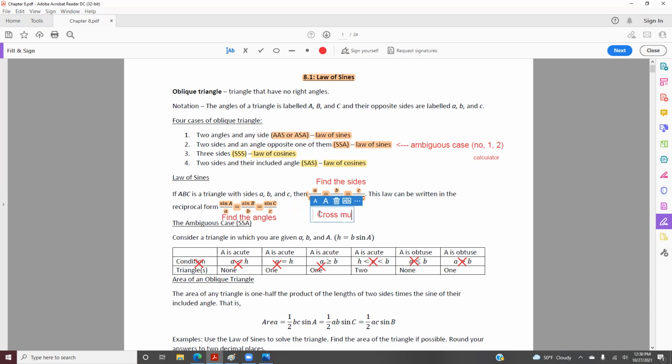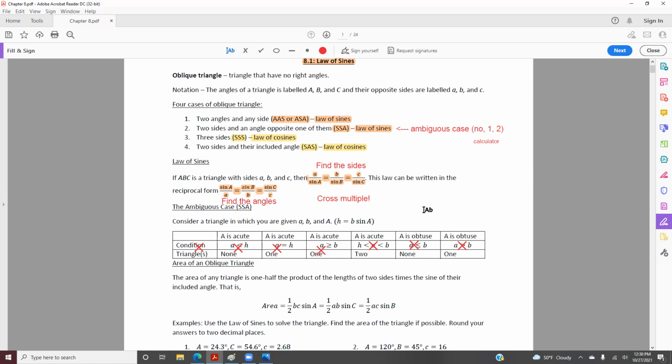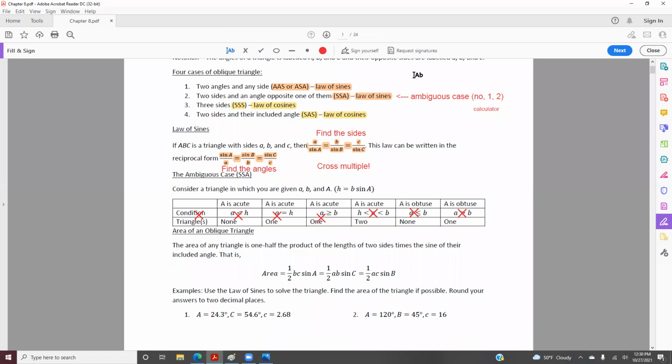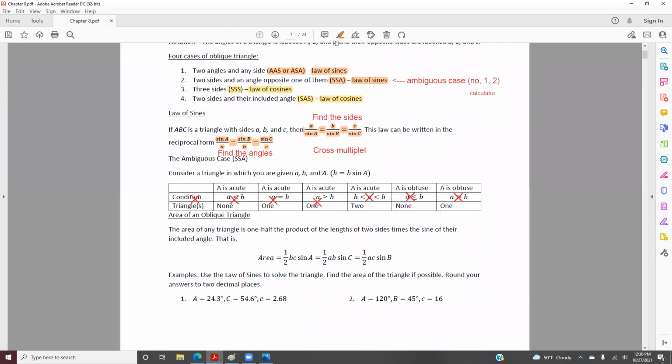I think you guys know how to cross multiply, right? And again, make sure your angle is in degree form, not radian form. And that is one formula. The next formula I will show you is to find the area of a triangle.